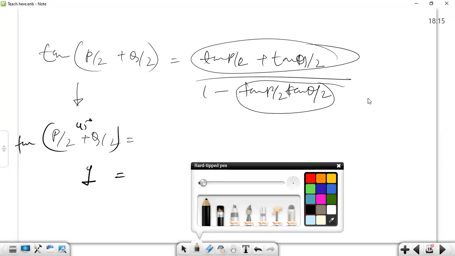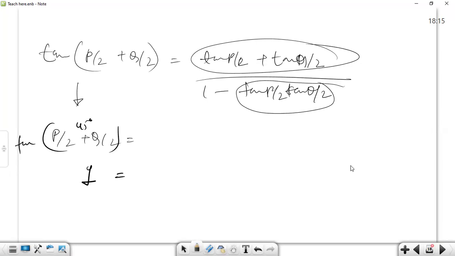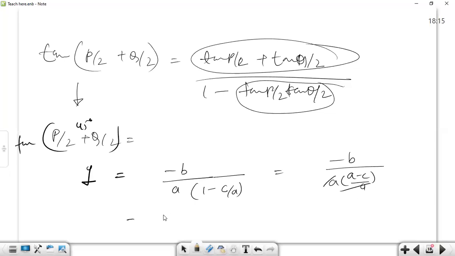Now tan of (P/2 + Q/2) was what? Minus of B by A, divided by 1 minus the product of roots, C by A. So now taking LCM in the denominator, A minus C by A will get cancelled. Minus B upon A minus C equals 1. Taking A minus C to the LHS by cross multiplication, A minus C is equal to minus of B. Now we have the relation between these coefficients.